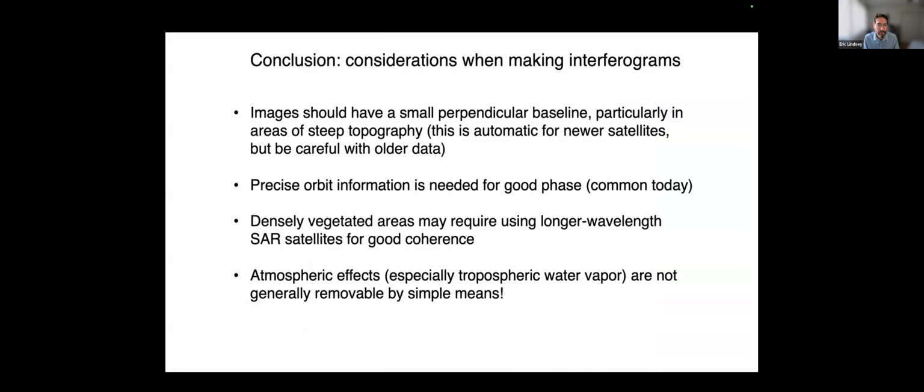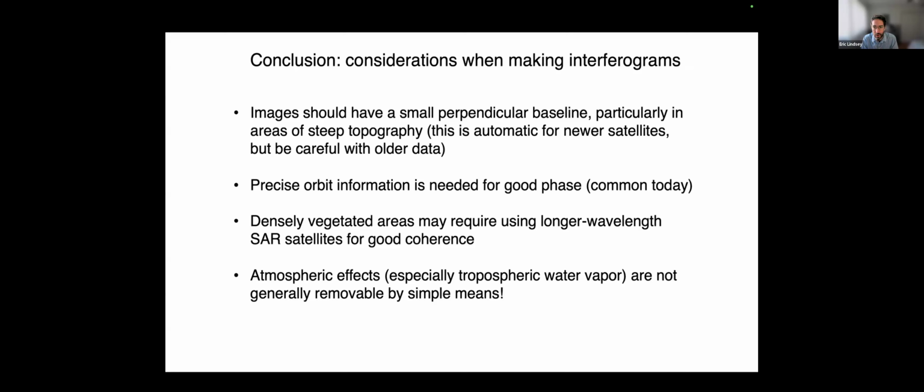So thinking about conclusions, watch out for your perpendicular baseline, especially if you're dealing with older satellite data. That's something you need to be aware of. If you're dealing with Sentinel or modern data, most of the satellite operators these days control the baselines better. They have a more real-time operation of the satellite and keep it within a small perpendicular baseline. But that's not always the case, so it's something to watch out for. You do need precise orbit information to have good phase, but that's pretty typical these days. We'll talk about how to get those orbit files and everything.